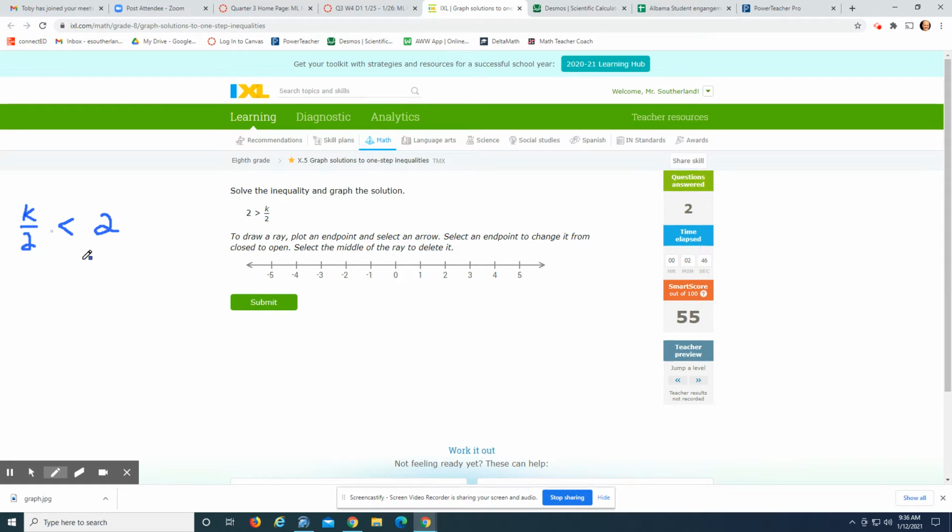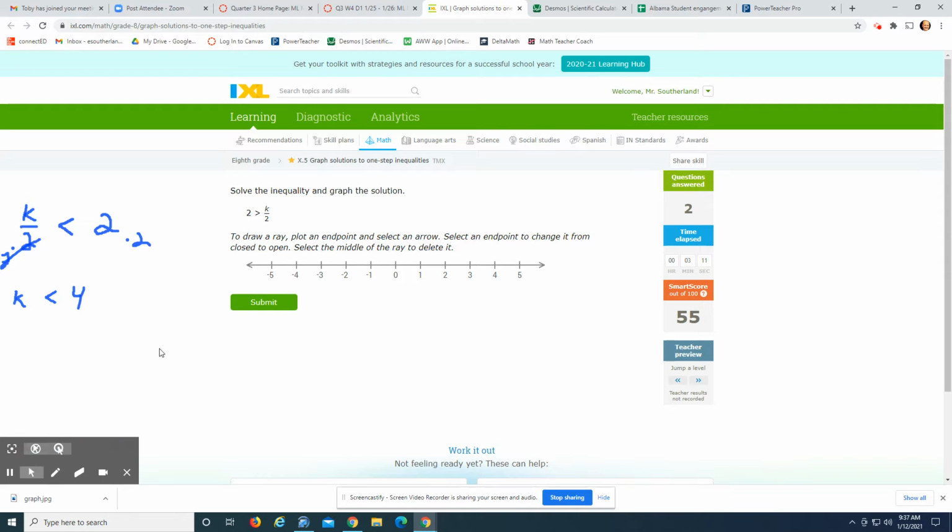And because I flipped the problem over and I put the K first, my symbol has to flip. So it went from a greater than sign, and now it's a less than sign. We solve it the same way. So it says divide by 2, so we're going to multiply by 2. These 2's cancel. K drops down. Less than sign drops down. 2 times 2 is 4.